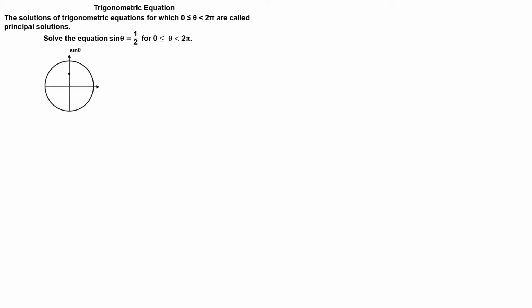The solutions of trigonometric equations for which the angle theta is between 0 and 2 pi radians are called principal solutions. In this video, we will be concerned with finding the solutions to such equations for which the angles are between 0 and 2 pi radians. Solutions of trigonometric equations may be found by examining the sign of the trigonometric value and determining the proper quadrant for that value. The sine function is positive in the first and second quadrants.